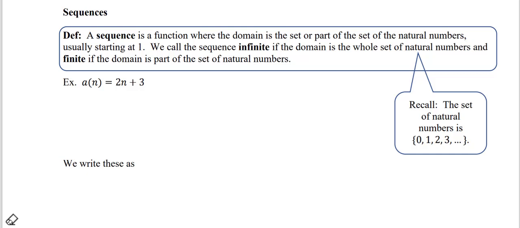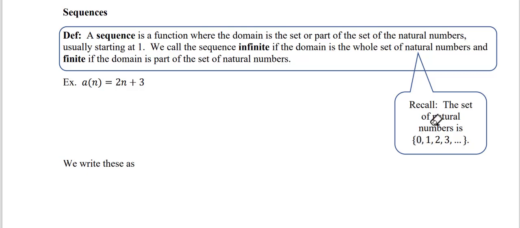A sequence is a function where the domain is the set or part of the set of natural numbers, usually starting with 1. Natural numbers 0, 1, 2, 3, and so on. It's an infinite sequence if the domain is the whole set of natural numbers, and finite if the domain is part of the set of natural numbers. It could also be infinite if it's a part of the natural numbers that maybe just don't include a few terms at the beginning.